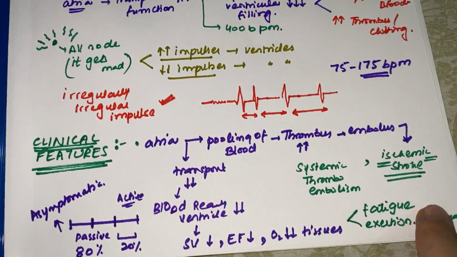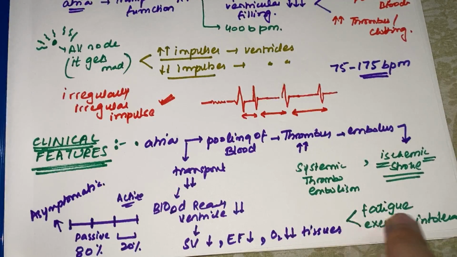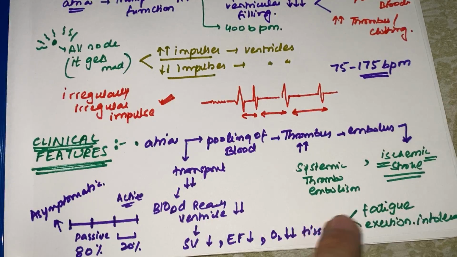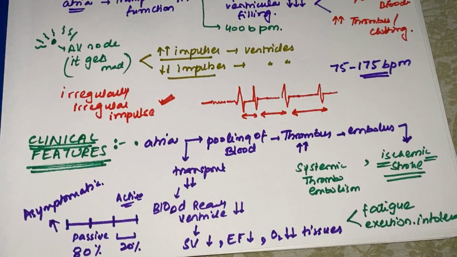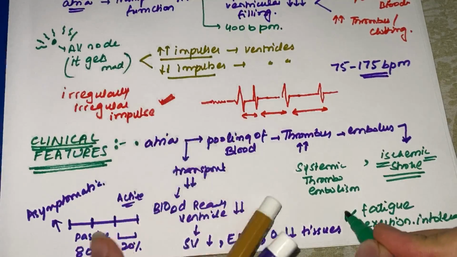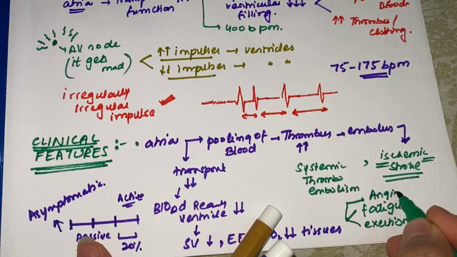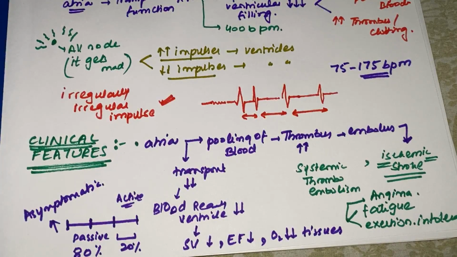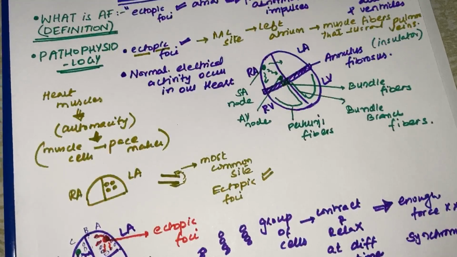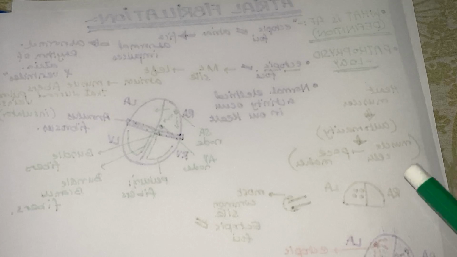So the patient will have fatigue since low oxygen is reaching the muscle cells or the body cells, exertion intolerance, even angina can occur. Fine. So these are the features which will be present. Now, symptoms can also be because of the ventricles.